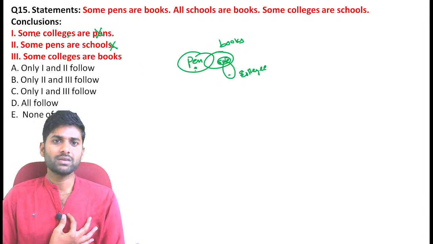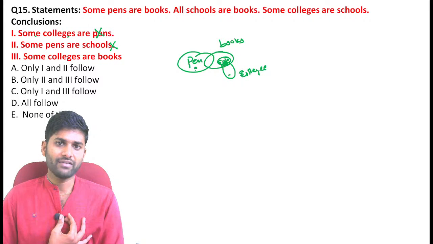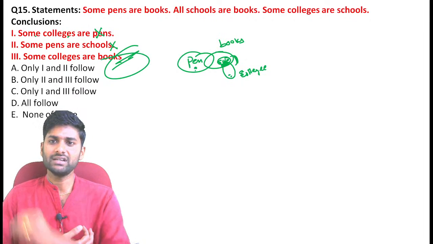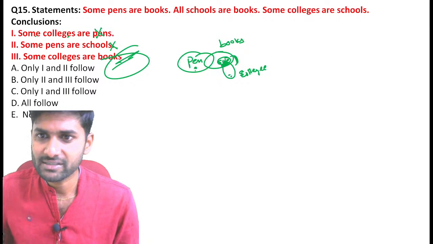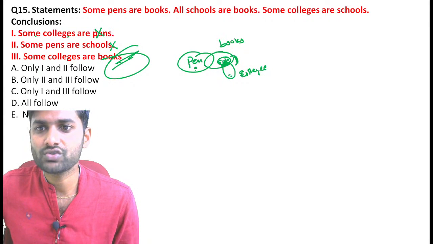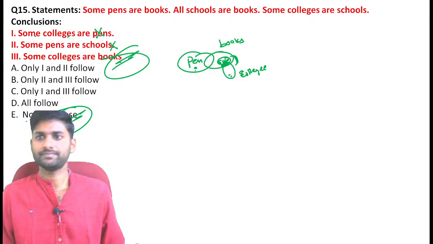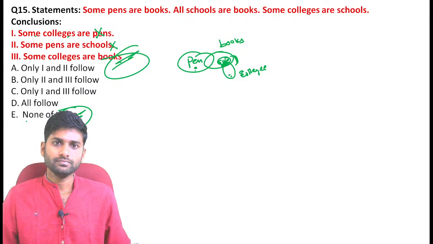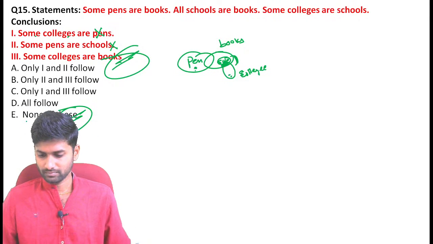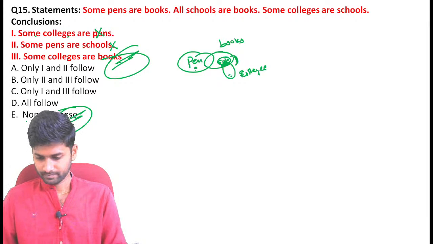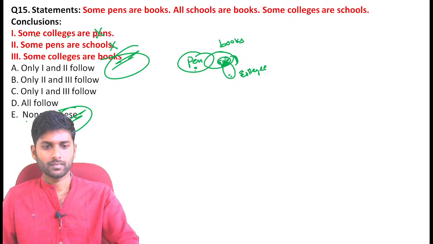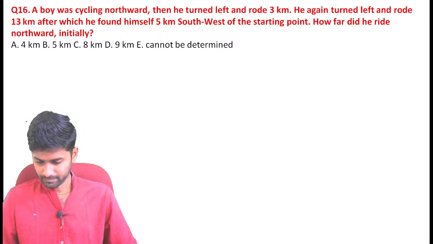Now, some colleges are books. We have some intersection, guys. College to the books, we have some intersection. So here answer three follows. Only three follows, guys. Then you can choose as answer none of these. Next one.